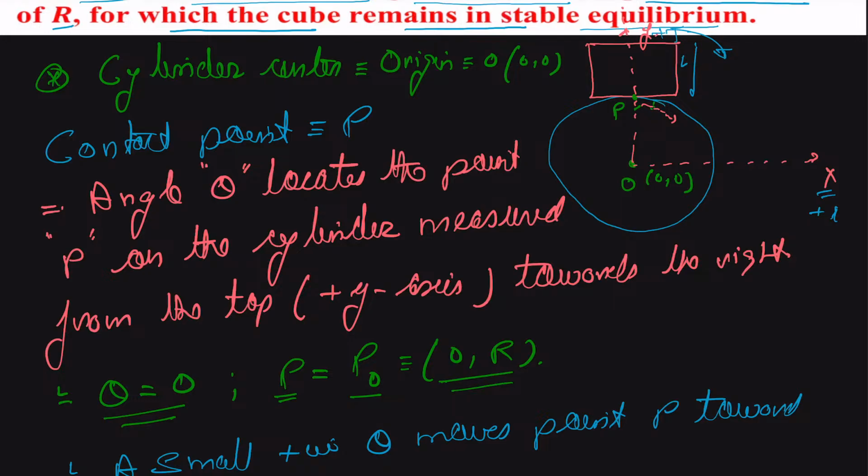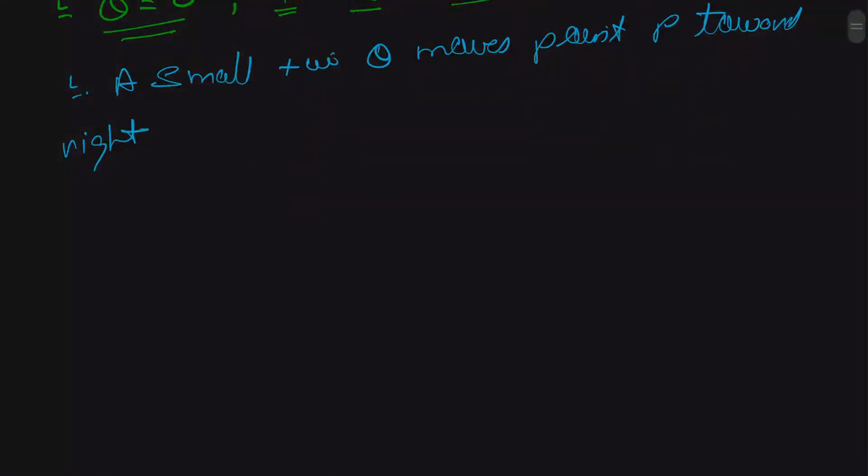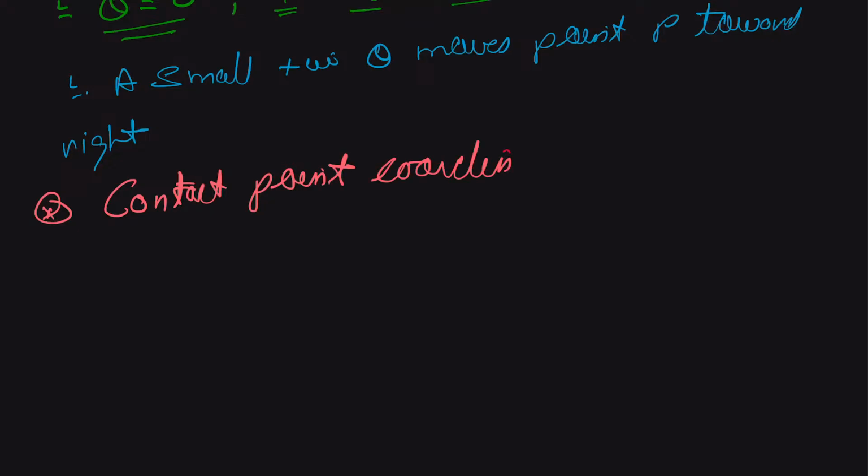And so let us find out what will be the position vector of point P, that is our r of P with respect to theta, because this point P is going to vary as theta changes. Okay. So let's find out the contact point coordinates, and this is our r of P vector and that is our theta.